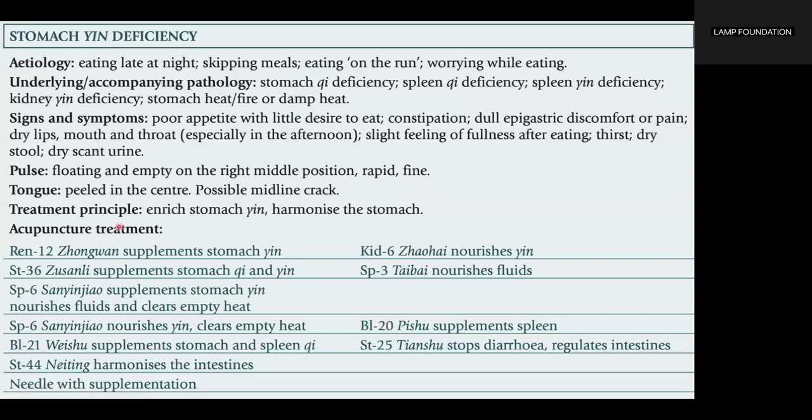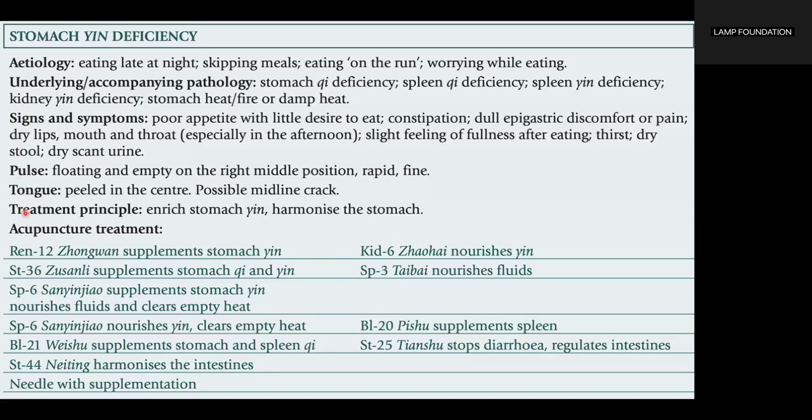So now let's go to the etiology of stomach yin deficiency: eating late at night, skipping meals, eating on the run, worrying while eating. Underlying accompanying pathology: stomach qi deficiency, spleen qi deficiency, spleen yin deficiency, kidney yin deficiency, stomach heat or fire, or damp heat. Signs and symptoms: poor appetite with little desire to eat, constipation, dull epigastric discomfort or pain, dry lips, mouth, and throat, especially in the afternoon, slight feeling of fullness after eating, thirst, dry stool, dry scant urine, pulse floating and empty on the right middle position, rapid, fine, tongue peeled in the center, possible midline crack.